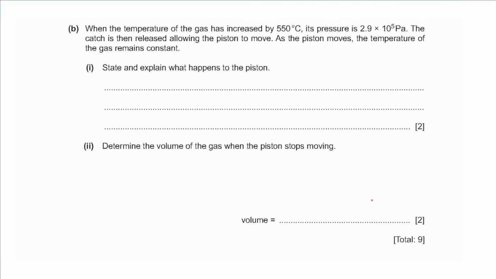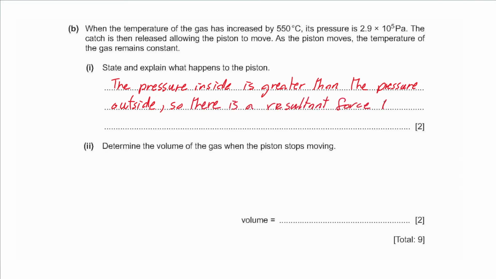Question B says, when the temperature of the gas has increased by 550 degrees Celsius, its pressure is 2.9 times 10 to the power 5 Pascal. The catch is then released, allowing the piston to move. As the piston moves, the temperature of the gas remains constant. First, it says, state and explain what happens to the piston. We say that the pressure inside is greater than the pressure outside, so there is a resultant force that pushes the piston outwards towards the lower pressure.